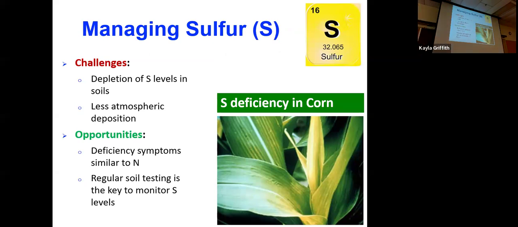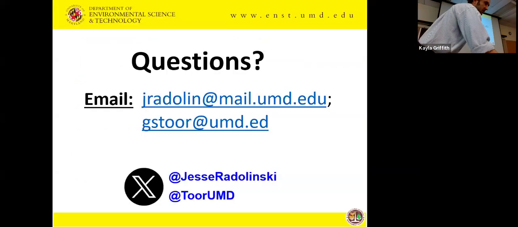Management challenges. Basically, it's the same depletion of sulfur levels in soils. Less atmospheric deposition than in the past several decades can mean challenges in maintaining a sufficient amount of sulfur in the system. But we have opportunities: we have regular testing and we monitor sulfur deficiency in the system, so we can better regulate and measure. So anyway, I think this is the end.